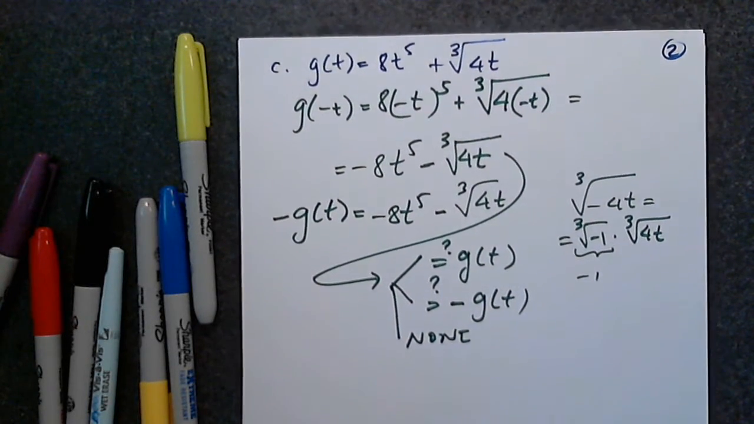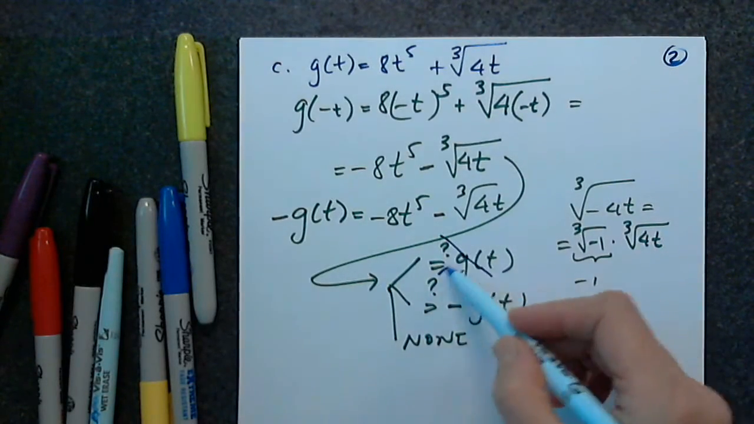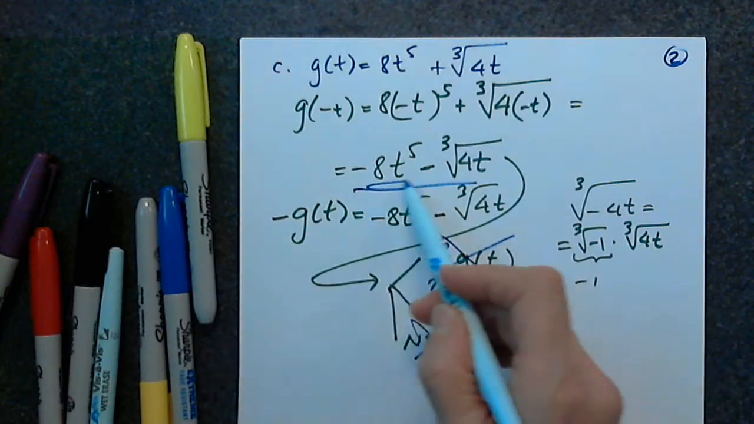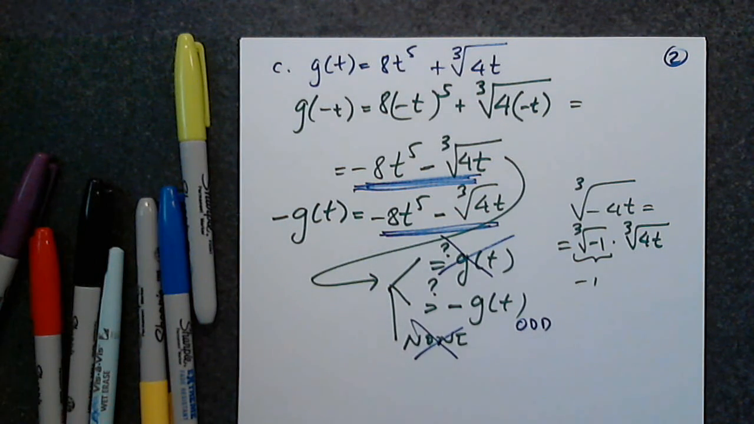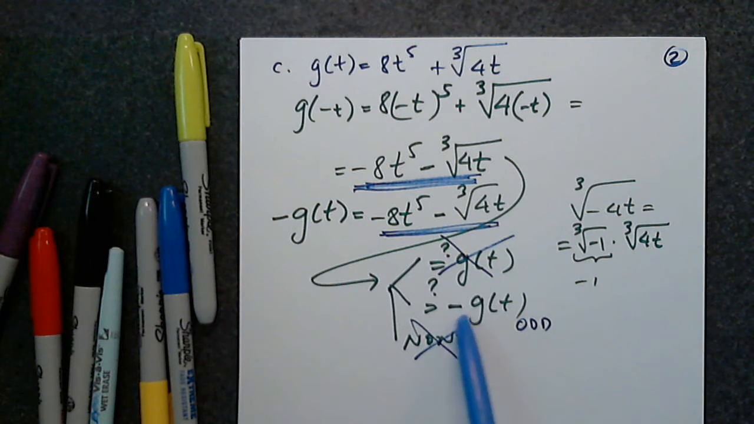Which one is it? Or none of the above? Odd. Yes, it is indeed the odd. Why? Because this quantity equals this quantity. Since g of negative t equals negative g of t, this is the property specific to odd functions. Is that better? Okay, we will use this in chapter 3.